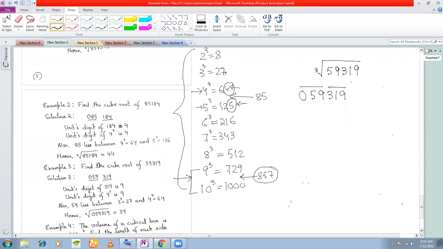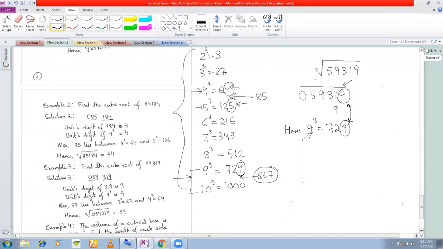Now in the first group, 319. Look at the last digit, 9. Which number, if you cube, you will get the last digit as 9? This one, right? So 9 cube here, 9 cube will give you 729. That means the last digits of these two are now the same, right? So therefore, what is the number here? 9. We write 9 here.